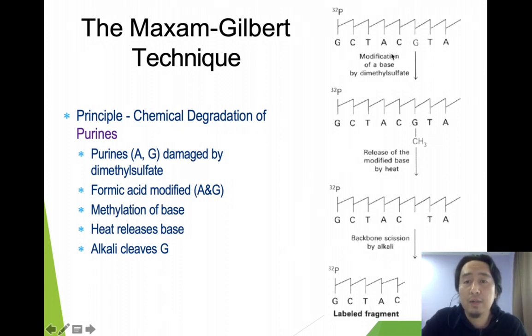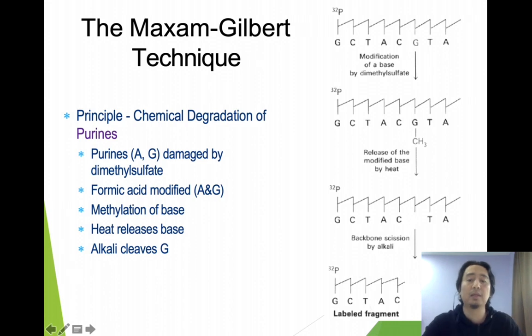Right. So modification of the base by DMS, dimethyl sulfate. When you add dimethyl sulfate, it will methylate guanine. It will add methyl groups to the guanine. Then this modified nucleotide will be released by heat. When it is released by heat, it will leave this spot empty, and it will be cut by alkaline. So alkaline will cut the spot where the nucleotide has been missing.